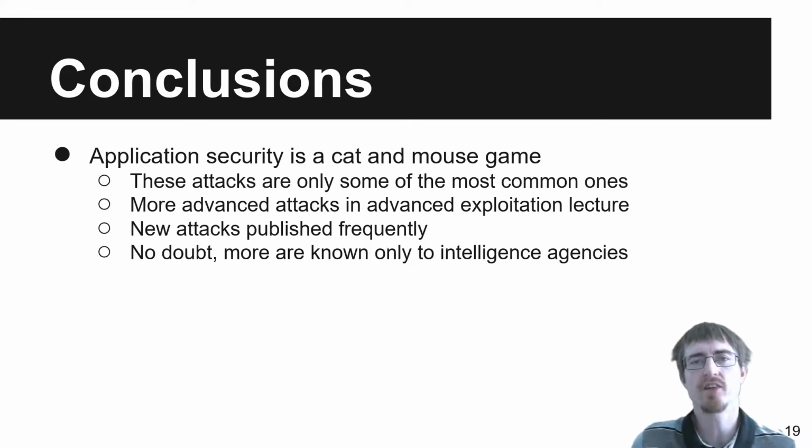So this is the final slide for the application security lectures. Well, if this has told us anything, it should be that application security is very much a cat and mouse game. These are only some of the most common attacks. There are more attacks out there, and you can make it as complicated as you want. More complicated vulnerabilities are typically also harder to find, so there are many out there that we don't even know about yet. In fact, it's very likely that organizations like the NSA actually do know about them, but are not telling us. This has certainly happened in the past.